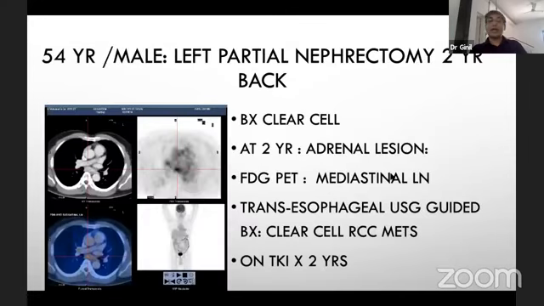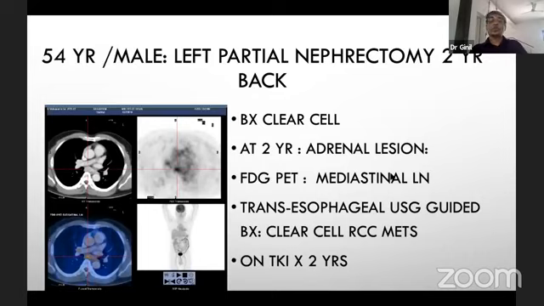But when it comes to re-evaluation of a doubtful lesion, what happens? This patient had a partial nephrectomy 2 years back, and had clear cell carcinoma. After 2 years, he developed an adrenal lesion. We were planning for an adrenalectomy because, on evaluation, that was the only site of metastasis. But we proceeded with the PET scan. On PET scan, apart from the adrenal, there was some activity in the mediastinum.